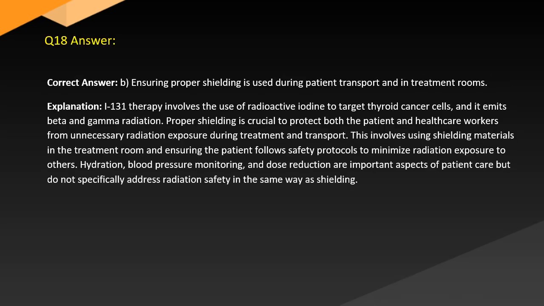Answer. Correct answer: B. Ensuring proper shielding is used during patient transport and in treatment rooms. Explanation. I-131 therapy involves the use of radioactive iodine to target thyroid cancer cells, and it emits beta and gamma radiation. Proper shielding is crucial to protect both the patient and healthcare workers from unnecessary radiation exposure during treatment and transport. This involves using shielding materials, a treatment room, and ensuring the patient follows safety protocols to minimize radiation exposure to others. Hydration, blood pressure monitoring, and dose reduction are important aspects of patient care but do not specifically address radiation safety in the same way as shielding.